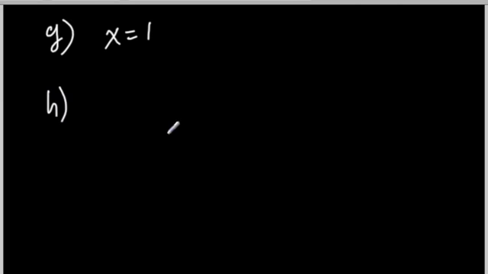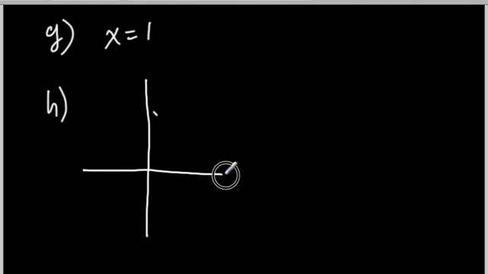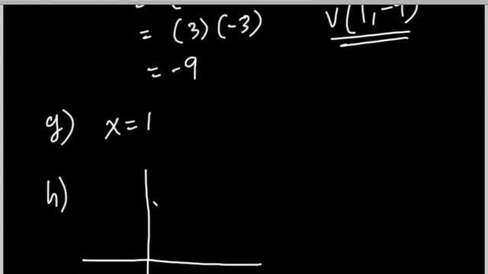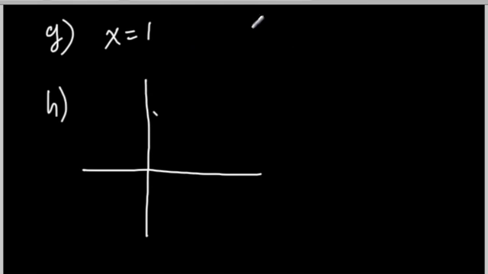H says to sketch it, so let's just sketch it. This is number 10. So my x-intercepts are -2 and 4. So here's -2. Here's 4. My axis of symmetry is 1. So remember, it's halfway through those two. So x equals 1.